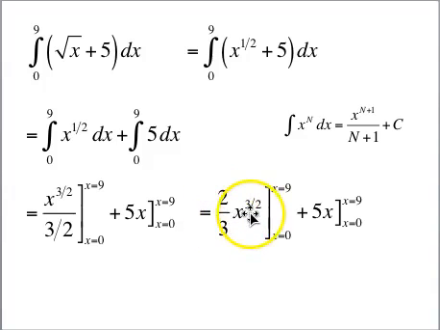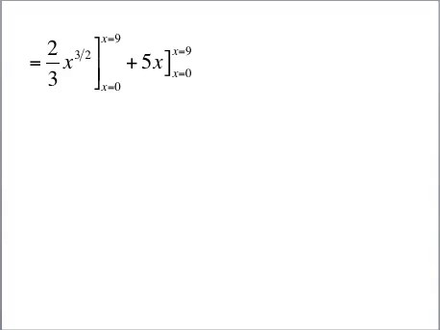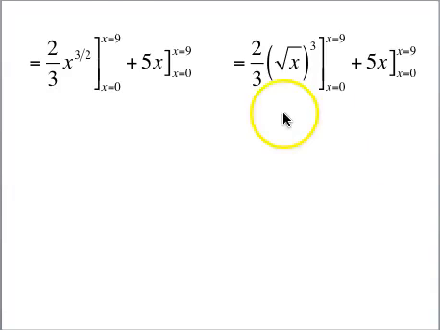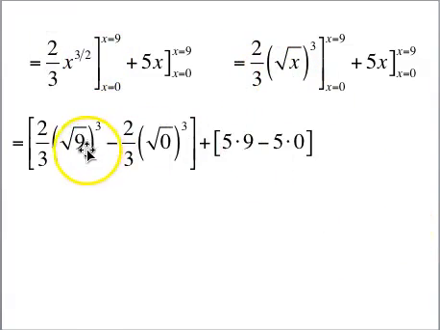So we have 2/3 x to the 3/2 from 0 to 9 plus 5x as x goes from 0 to 9. Plugging in the 9, we're going to recognize x to the 3/2 as the square root of x to the 3rd power. That's where we're going to plug in the 9. X to the 3/2, square root of x first, then 3rd power. That'll make the computation a little easier. Plugging in 9, root 9 to the 3rd power, minus root 0 to the 3rd power.